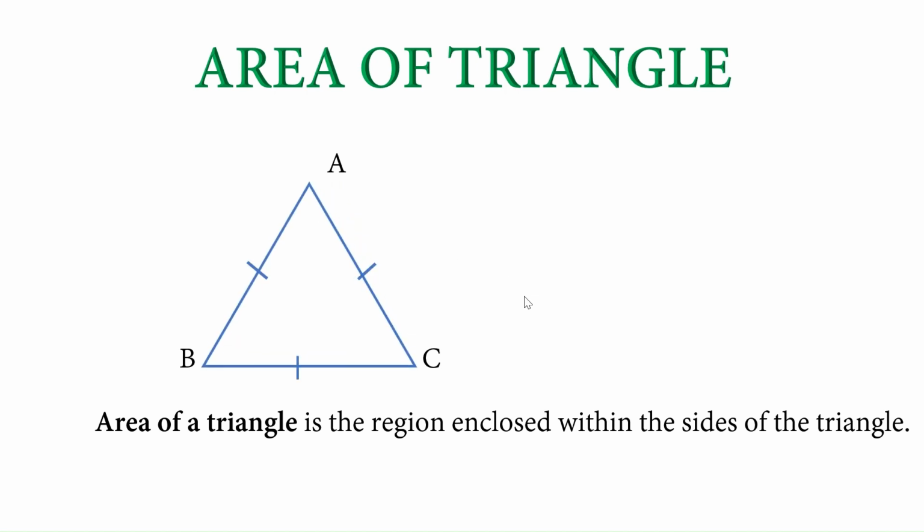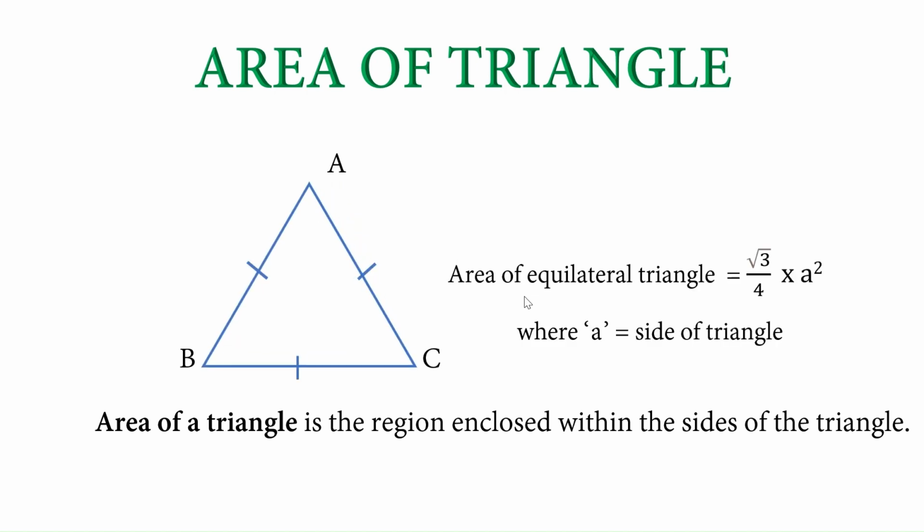For an equilateral triangle, area can be calculated as root 3 by 4 into a square, where a stands for the measurement of the side. We know that in an equilateral triangle, all sides are of equal length. So we can use this formula here.